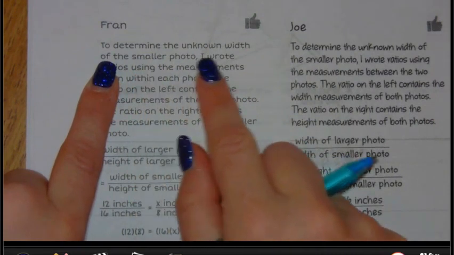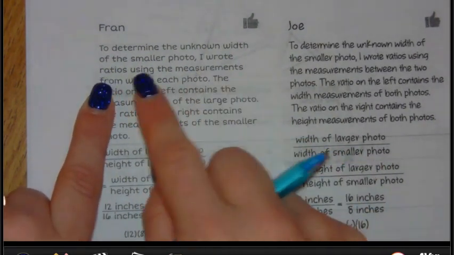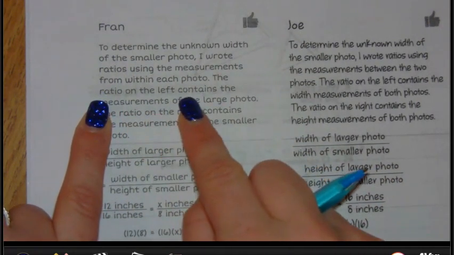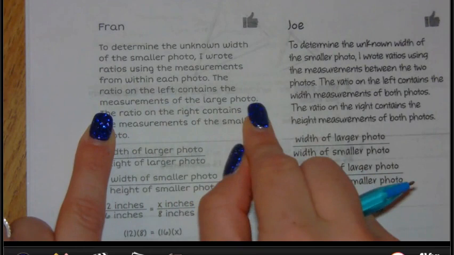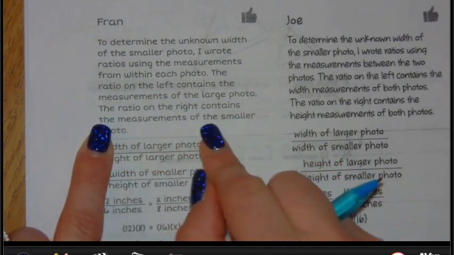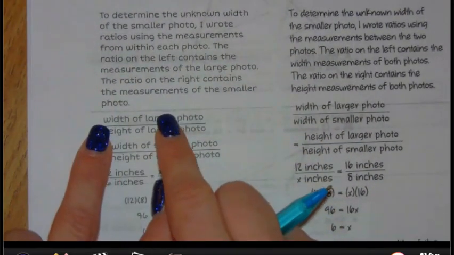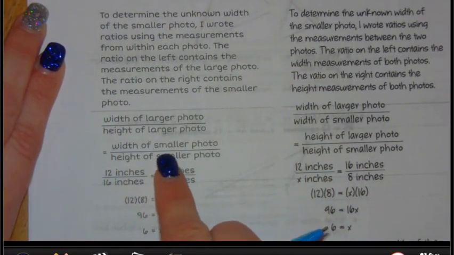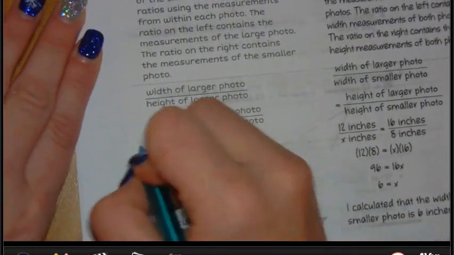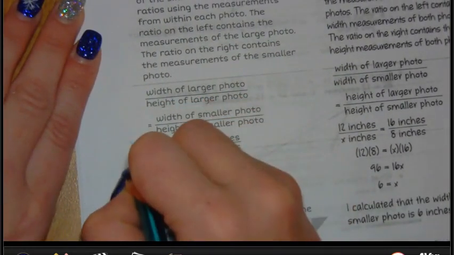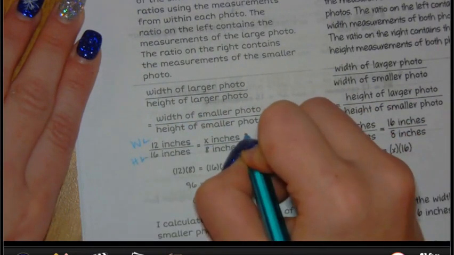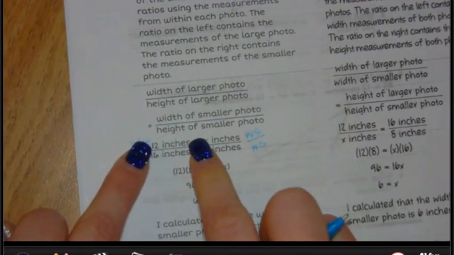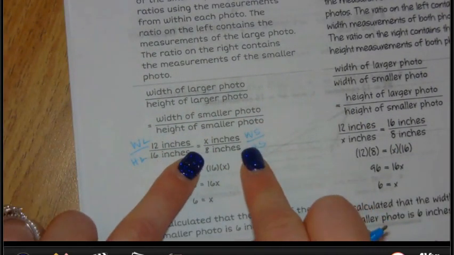So Fran says this: to determine the unknown width of the smaller photo, I wrote ratios using the measurements from within each photo. The ratio on the left contains the measurements of the larger photo, and the ratio on the right contains the measurements of the smaller photo. So Fran did width of large over height of large equals width of small over height of small. So 12 over 16 equals x over 8.